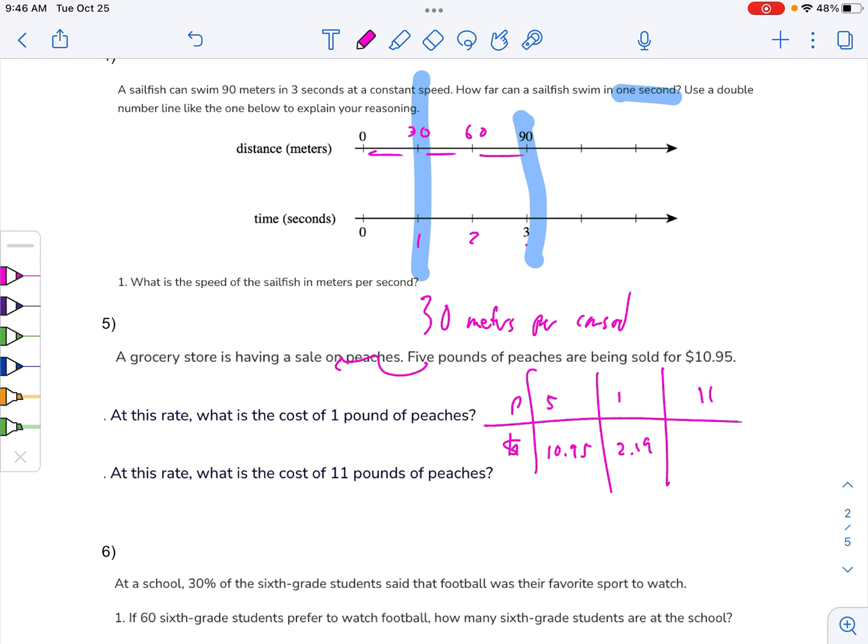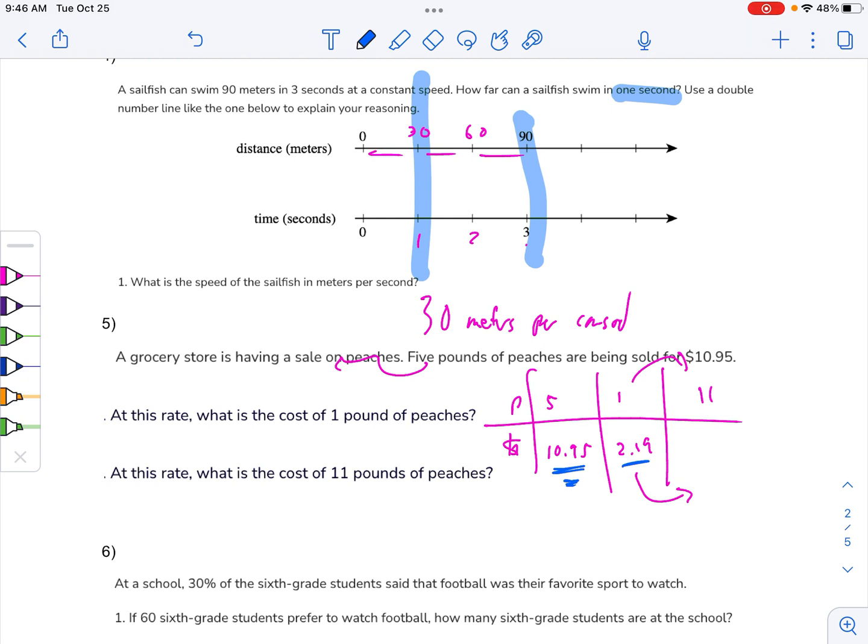So I can do this a couple different ways. I can do 1 times 11 and do 2.19 times 11, or I can do 2 5s and then 1 1, and that'll get me up to 11. A couple different ways to do this. Yep. But 1 times 11 is 11.